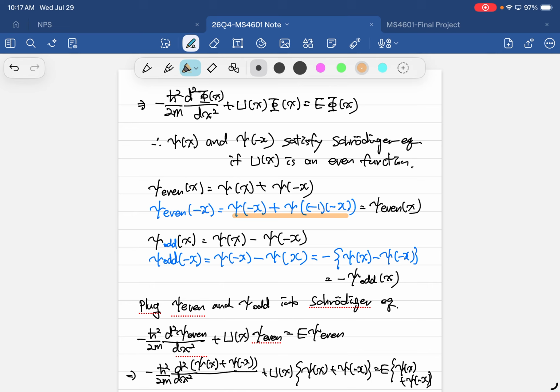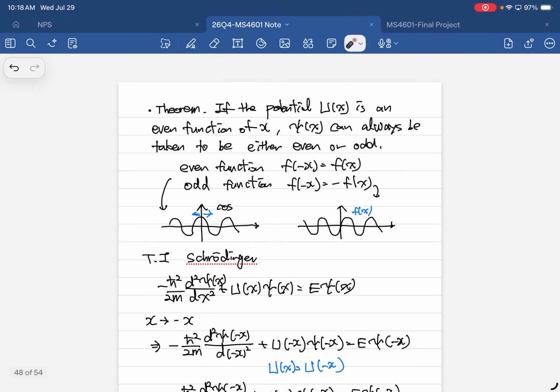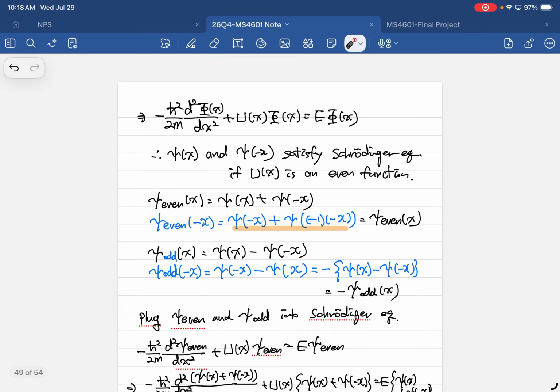So if you see this expression, psi even of negative x and psi even of x, what is that? That is the actual definition of an even function, right? So remember, go here. If you can express f of negative x equals f of x, that is an even function. So since we get this expression, this one is an even function. Does it make sense here? So I was able to make an even function by summing up psi of x and psi of negative x.